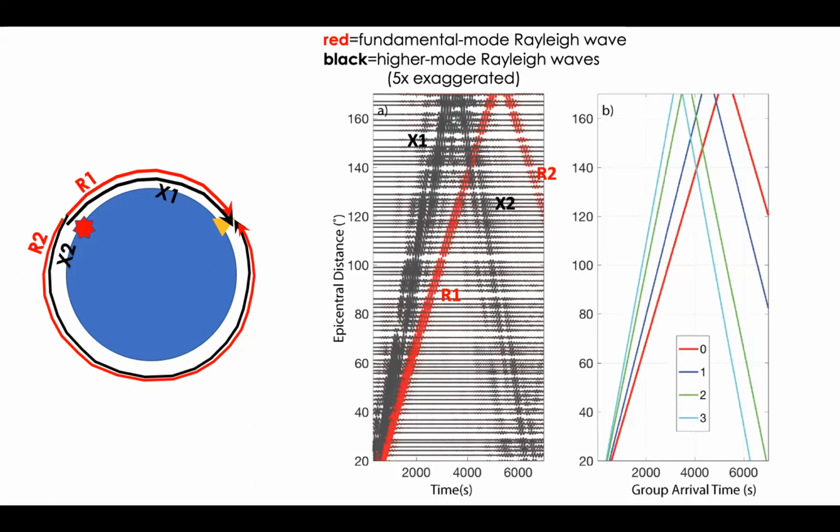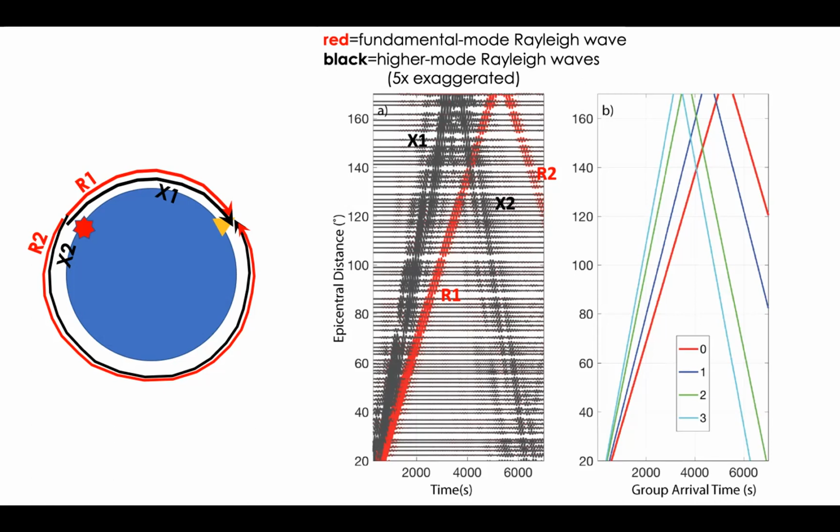And you can also see it on the right, where we plotted predicted group arrival times of the fundamental mode and the first 3 overtones. And at about 140 degrees, the second and third overtones are predicted to arrive at the same time as the fundamental mode. So we tested this idea using synthetic seismograms, but now calculated with normal mode summation for a 1D Earth model.